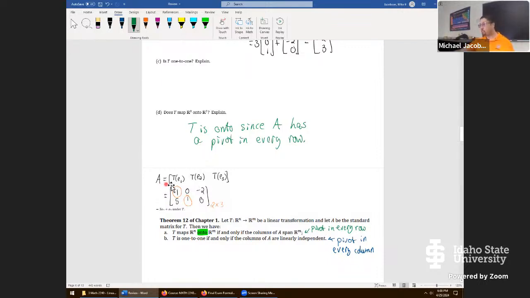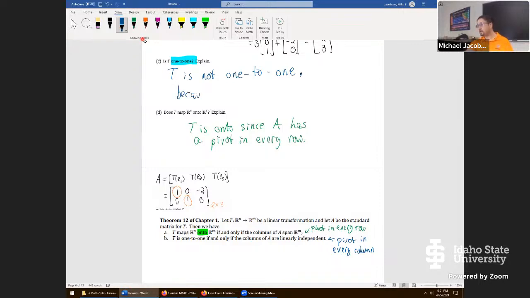So here we have 3 columns. That means those columns are automatically linearly dependent, right? But it also means there's no way to get a pivot in every column. At most it pivots here and here. So that means for one-to-one, we will say T is not one-to-one. If you like the word injective, that's how the French say it.